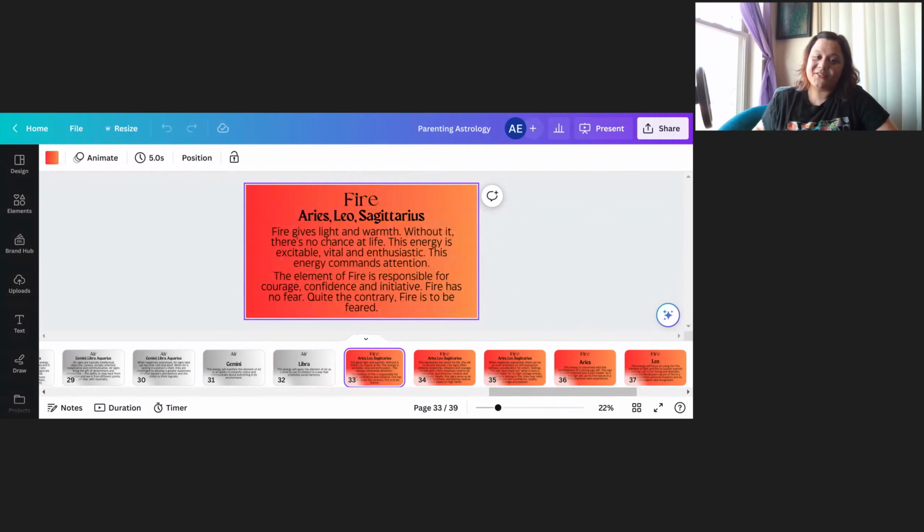All right, let's get to fire. So fire's the passion. Fire, we have Aries, Leo, and Sagittarius. Fire gives light and warmth, and without it, there's no chance at life. This energy is excitable, vital, and enthusiastic. This energy commands attention. The element of fire is responsible for courage, confidence, and initiative. Fire has no fear. Quite the contrary, fire is to be feared.